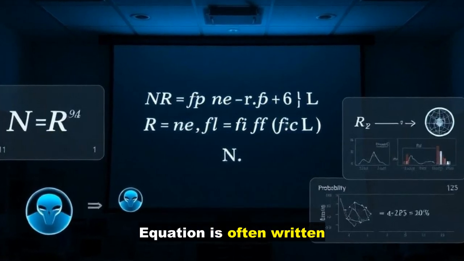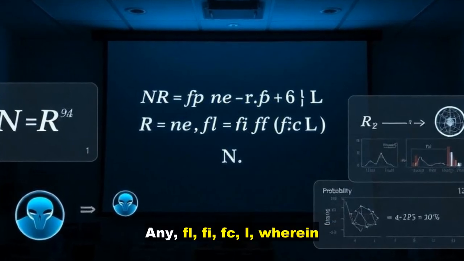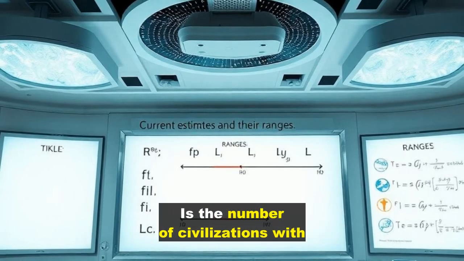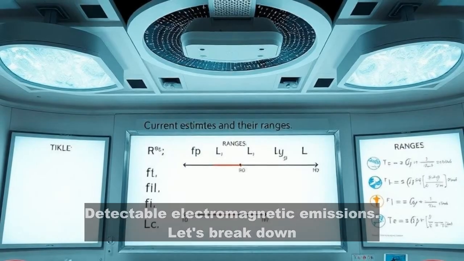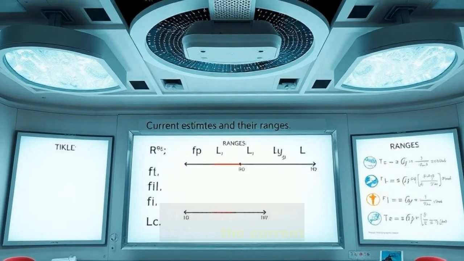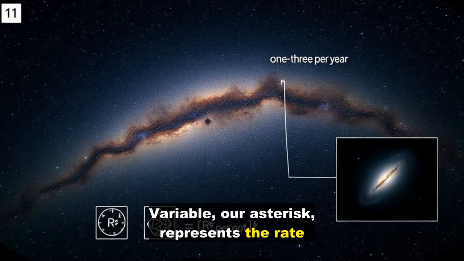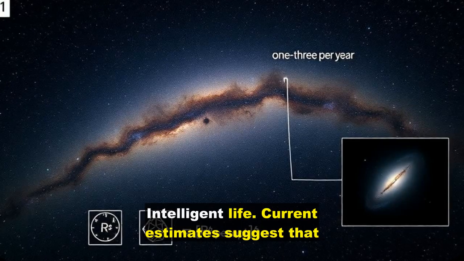The equation is often written as N equals R* × fp × ne × fl × fi × fc × L, where N is the number of civilizations with detectable electromagnetic emissions. Let's break down the variables and explore the current estimates and their ranges. The first variable, R*, represents the rate of formation of stars suitable for the development of intelligent life.